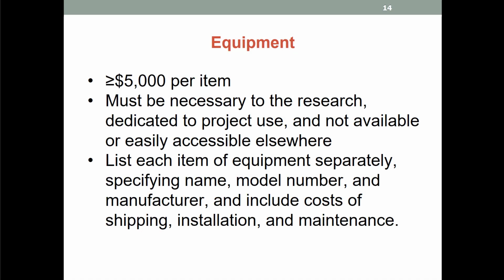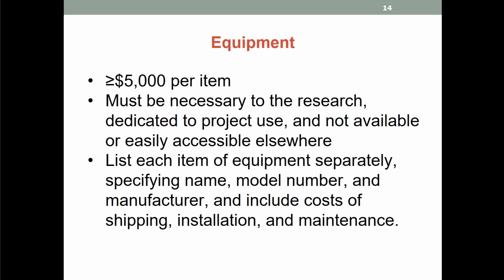Equipment means tangible personal property, including information technology systems, having a useful life of more than 1 year, a per unit acquisition cost which equals or exceeds $5,000. Equipment is a specialized category and must be necessary to the research allowed under the guidelines. We will need to determine if we need to coordinate with our facilities team for locating space for the equipment and identify the installation costs. This process can be lengthy and will involve your department chair and dean.